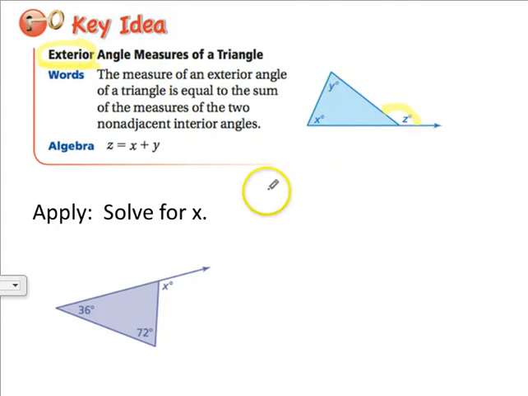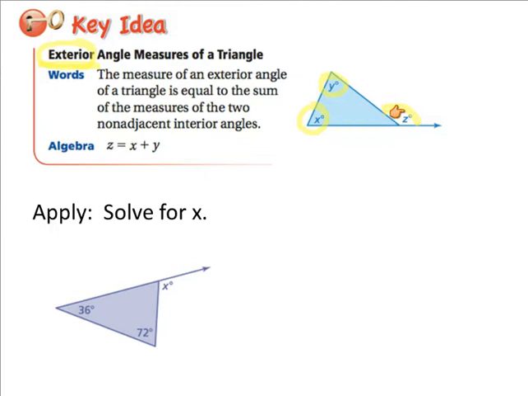Exterior angle. And there's actually a pattern that occurs with the exterior angle and then the two non-adjacent interior angles. If we add these two angles that are opposite of that exterior angle, if we add those two up, they're going to equal the measurement of the exterior. So we're going to add the interior. I think I was saying exterior. If we add the interior angles, we're going to get the measurement of the exterior.